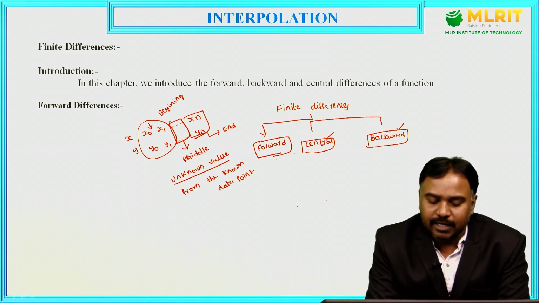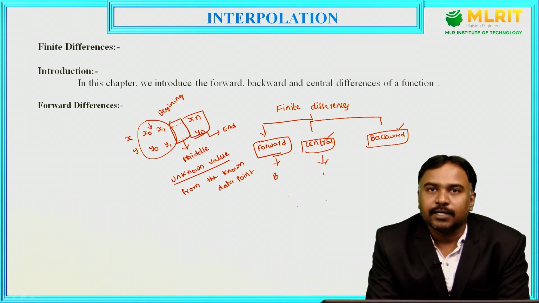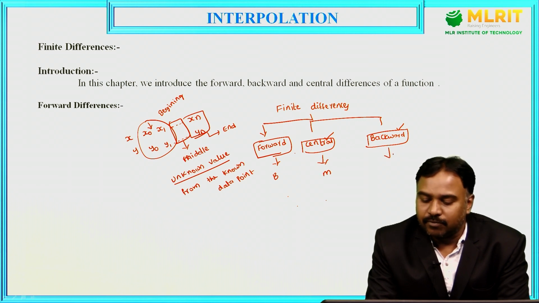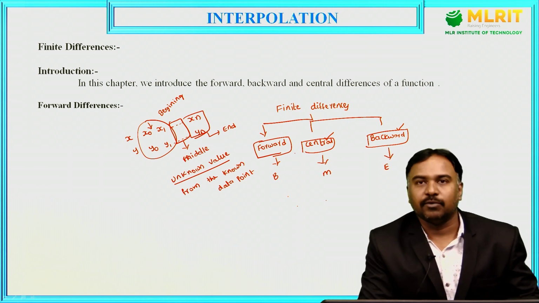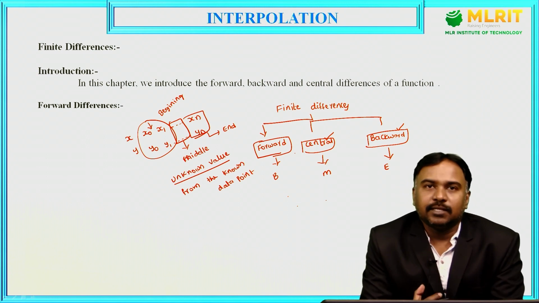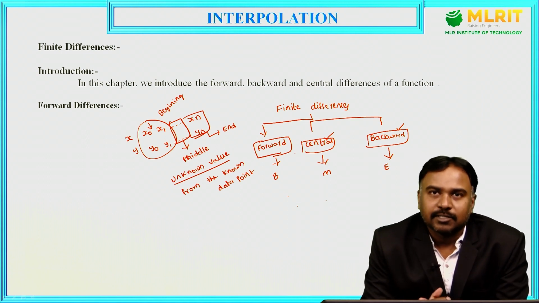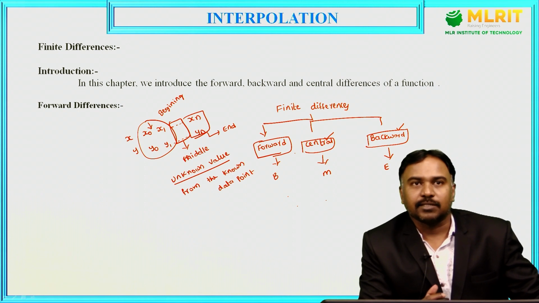So there are three types. The first, forward, is used at the beginning, the central differences in the middle, and the backward at the end of the table. In this lecture we are going to see how to construct the respective tables for each case.